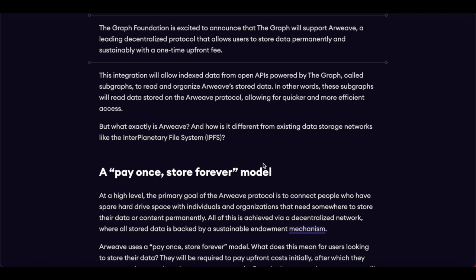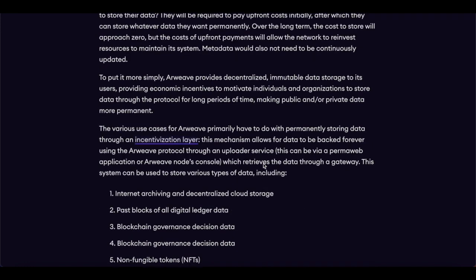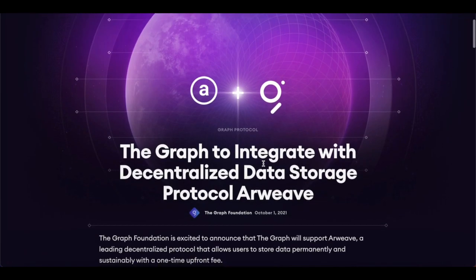This integration will allow indexers from the open APIs powered by the graph to read and organize Arweave's stored data. In other words, these subgraphs will read data stored on the Arweave protocol, allowing for quicker and more efficient access. Now that's just some brief information on this.